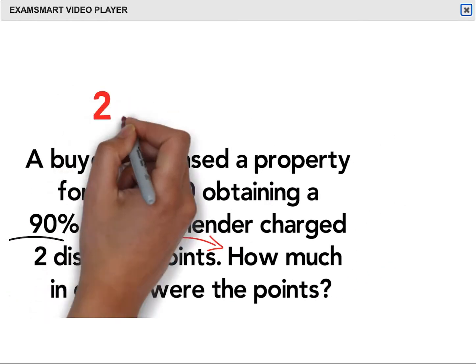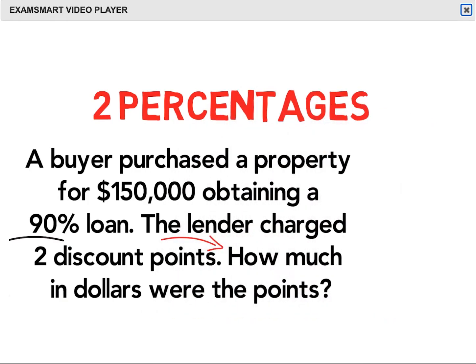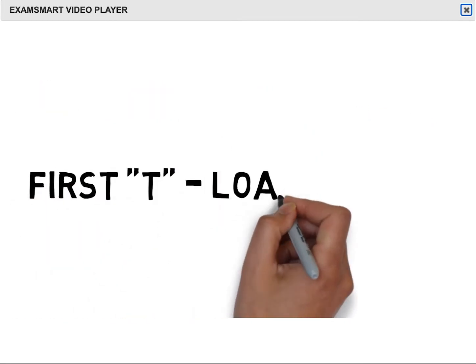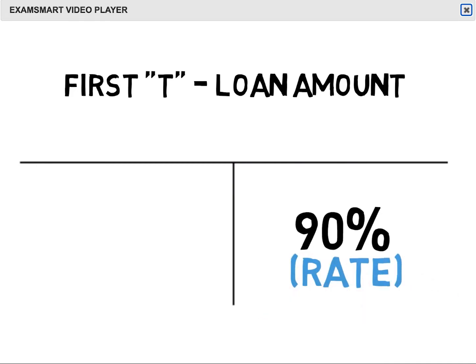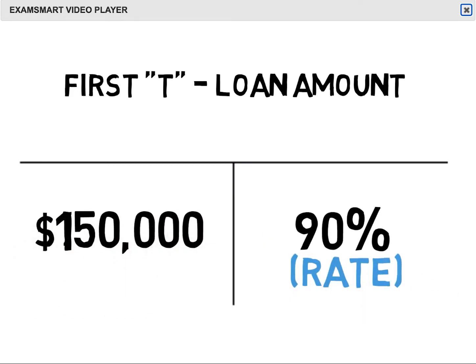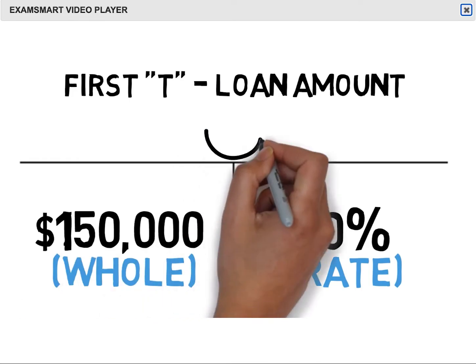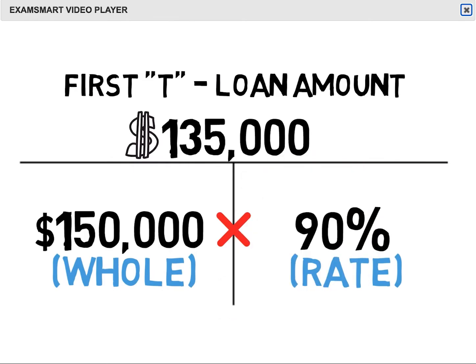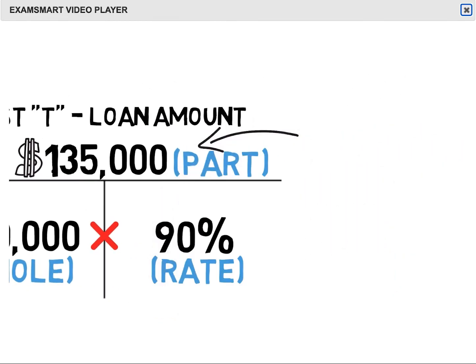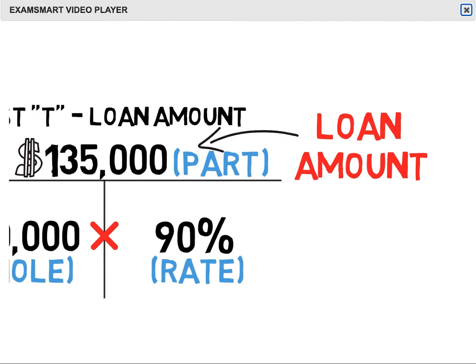In this math problem, we have 2 percentages, so we would draw 2 T's. Let's first off figure out the loan amount. I have a 90% loan, so in the first T, 90% goes in the bottom right for the percentage. The $150,000 purchase price is the whole amount, or largest number I have, which goes in the bottom left. So our formula tells us to multiply straight across. So we will take $150,000 times 90%, and that will give us our part or our loan amount of $135,000.